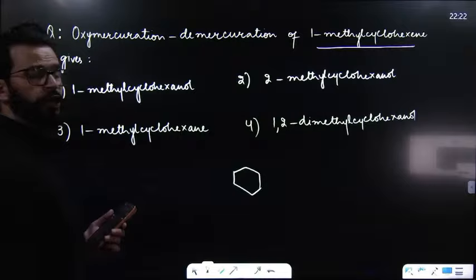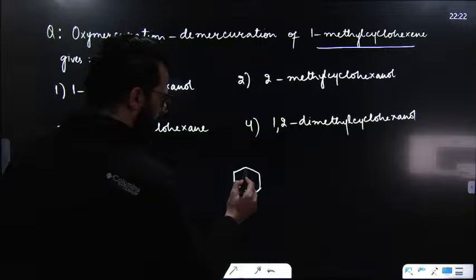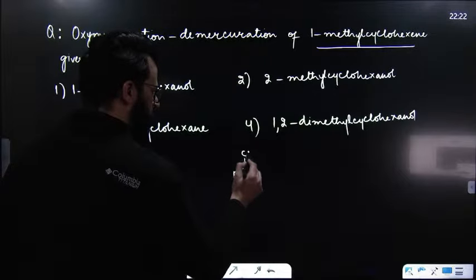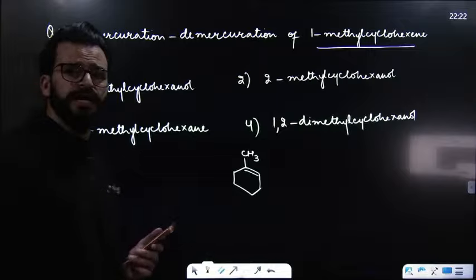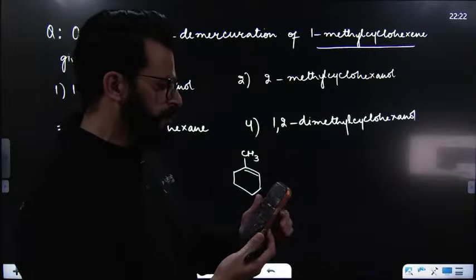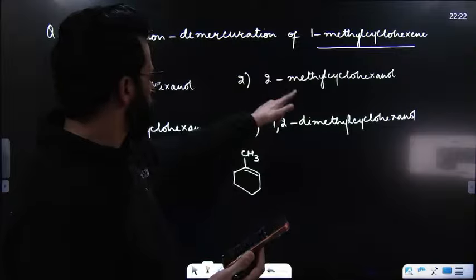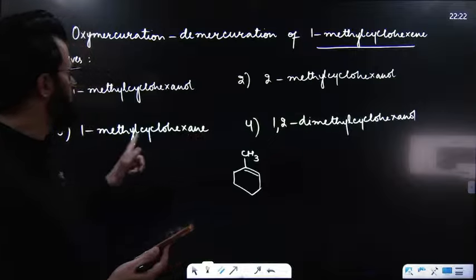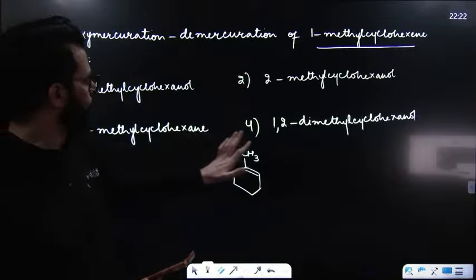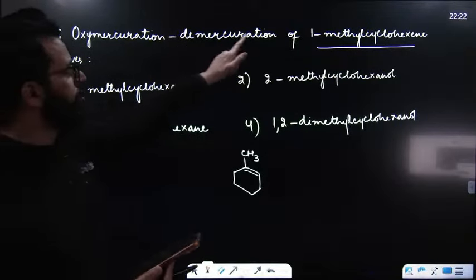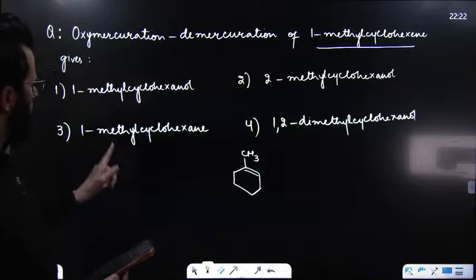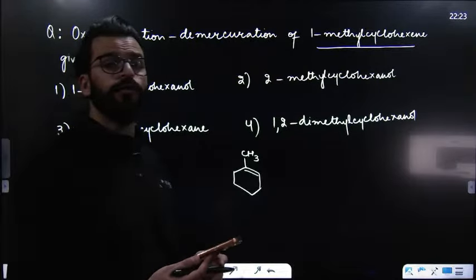1-methyl cyclohexene. It is like this. So this is 1-methyl cyclohexene. You have to answer this question. You have to choose one option from these. Oxymercuration, demercuration of this gives... That means you have to add water to this.